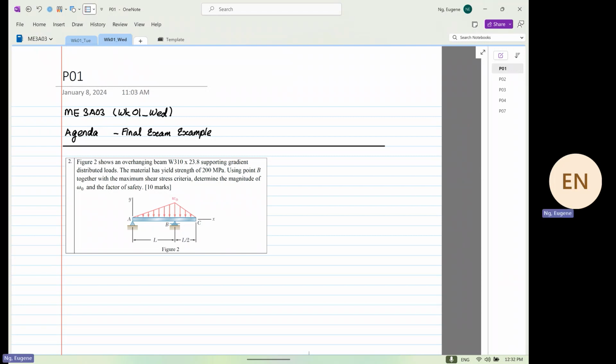So if you look at this problem, the final goal is twofold. One is to determine the value of omega naught, and the other one is to determine the safety factor. Can someone point out what is the number one piece of information that is missing? What information is vital in this problem that's needed to calculate the safety factor? Anyone? Come on, yes.